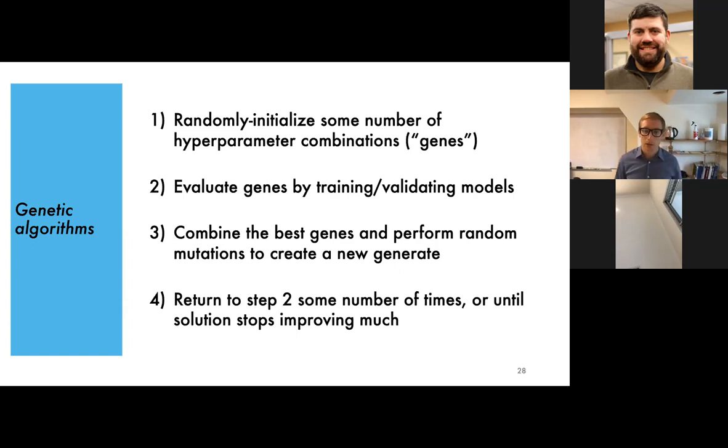So again, we can limit the amount of searching that we do by defining the size of the gene pool and how many times we're willing to return back to step two in this process. So we can limit the budget of how long we're willing to search according to how many models we're willing to train to evaluate each gene.